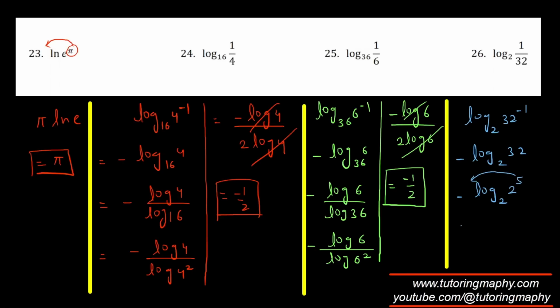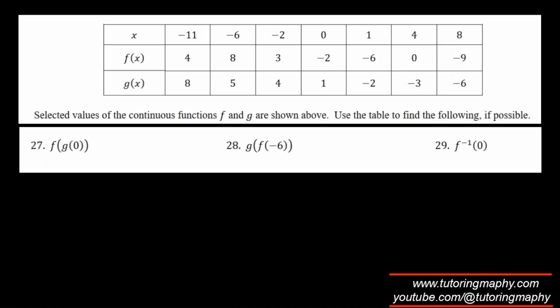This 5 is thrown outside, so negative 5 log of 2 with base 2. And log 2 with base 2 is 1, so the answer is just negative 5. Not sure how this is related with logs. In fact, all the questions that we are left with are not related to logs per se. I don't know why these questions are in this worksheet. Maybe it's a revision, but anyway, I'm just going to complete these questions.